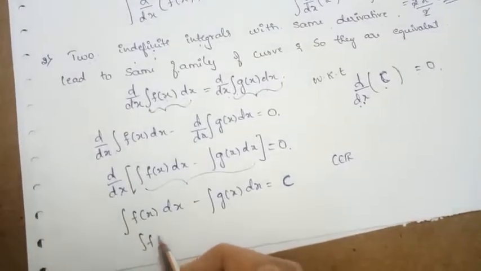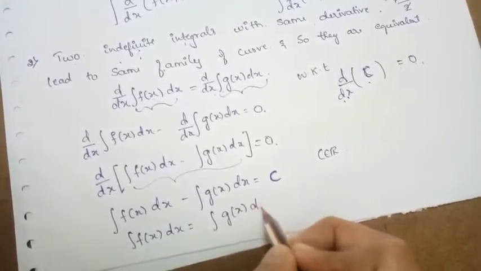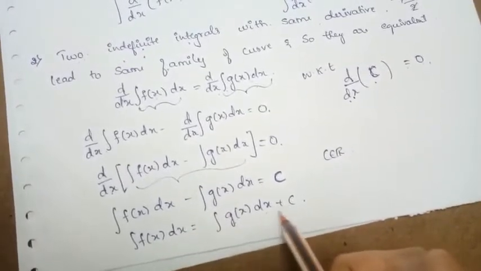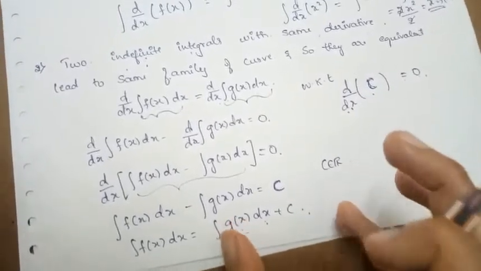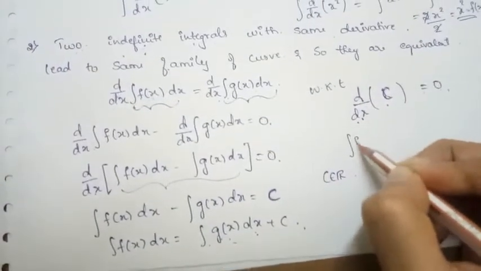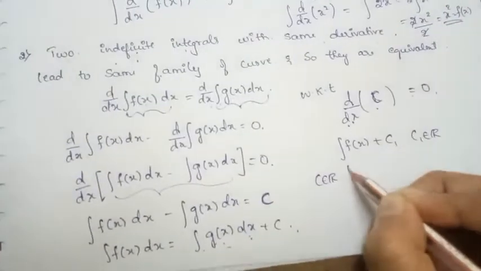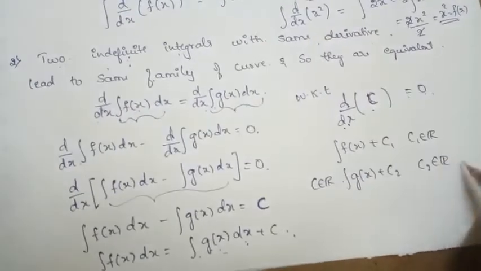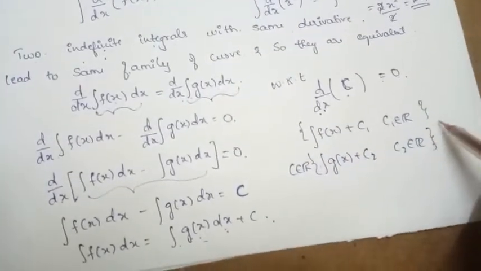Now if I rearrange this, what happens? Integration of f of x dx is equal to integration of g of x dx plus c. So clearly integration of g of x plus c belongs to some family of curves, so that these two families of curves are identical. That is integration of f of x plus c1, where c1 belongs to the real numbers, and integration of g of x plus c2, where c2 belongs to the set of real numbers. Clearly these two are families of curves which are identical here.